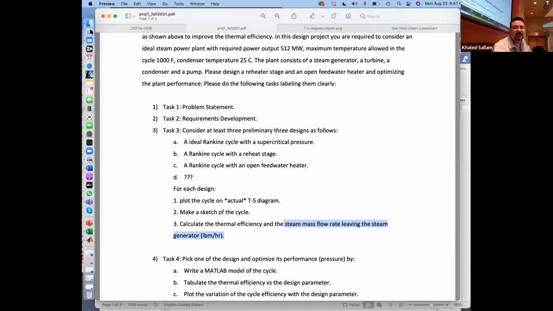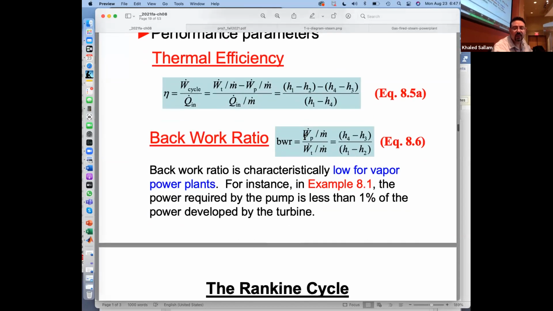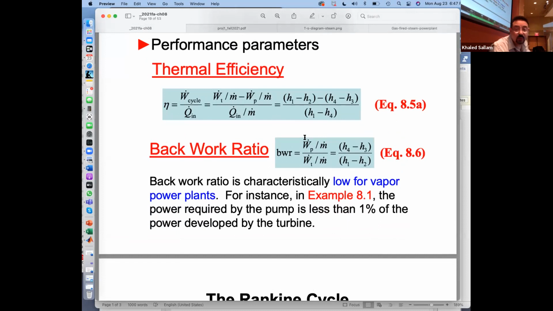What is the other case? He wants us to try different configurations. We'll see why they are doing it. By the way, there is also something called the work ratio. What's that? Work pump over work turbine. That number would be, what do you think? It would be almost zero. Work pump is not exactly zero, but it's really going to be small, because the pump work compared to the turbine work is very small.